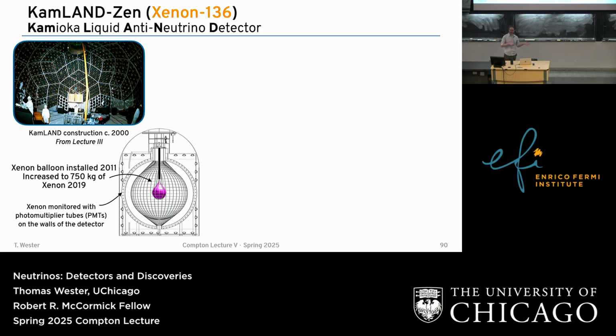So back in, I think, lecture 2 we talked about the CamLand experiment and how it was looking at reactor antineutrinos. So it's been repurposed since then, and they put inside the detector a balloon for liquid xenon. And there's about 750 kilograms of liquid xenon in there, and that xenon is monitored continuously by photomultiplier tubes surrounding the outside of the detector.